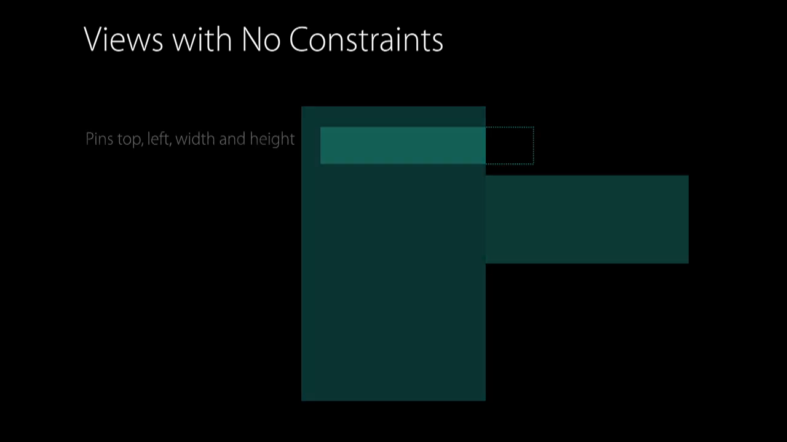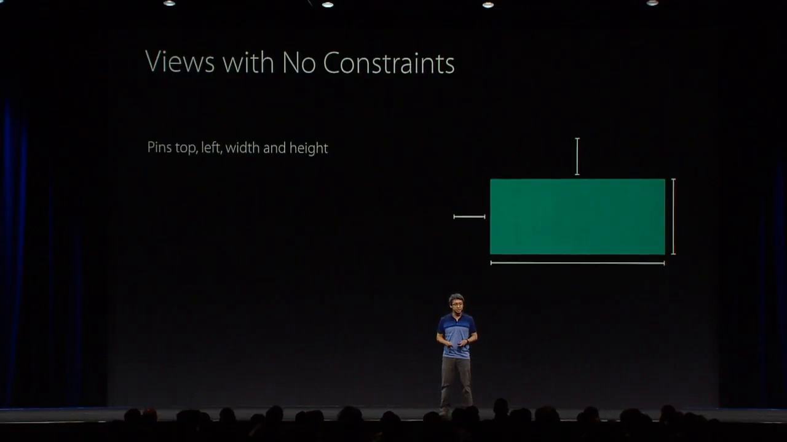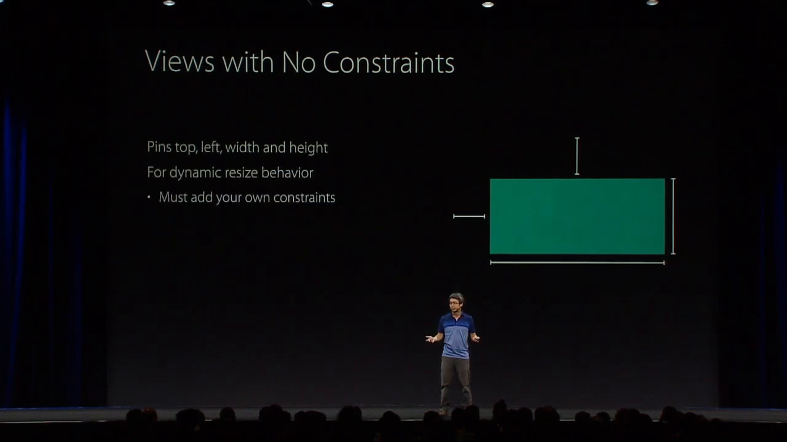What's going on is we're simply pinning this to the top and to the left with the width and height. In fact, what we're doing is we're implicitly creating constraints during compile time so that this view holds the size in with the auto layout engine. If you needed more dynamic resize behavior, what you would need to do is go into the Interface Builder canvas and add your own constraints. And the question is, could there be a better way of doing this, perhaps a way without constraints, to get simple resize behavior?